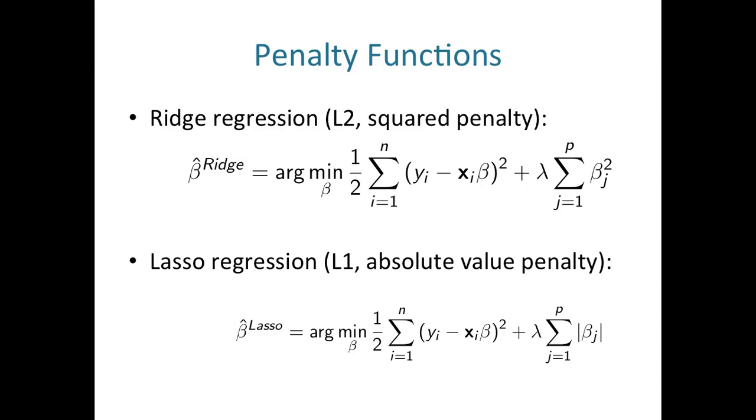We're going to see two different types of regressions based on their penalty functions. Ridge regression, which is also known as L2 regression, uses a squared penalty. So as you can see there, the penalty function is the squared value of the beta coefficients. And the lasso regression, L1 regression, uses an absolute value penalty. So it uses the absolute value of the coefficients.